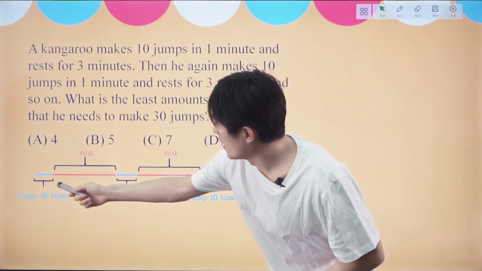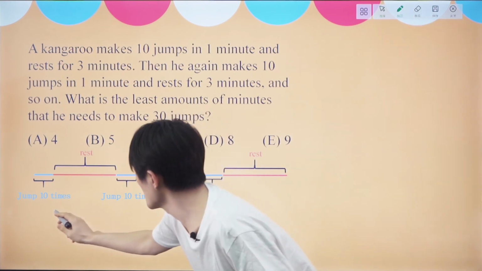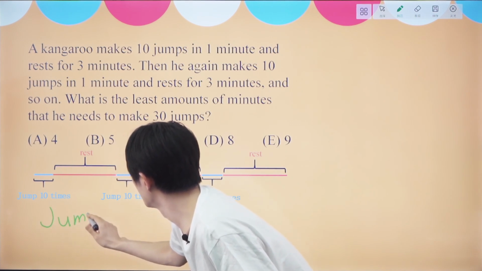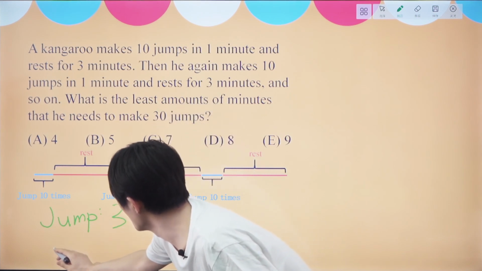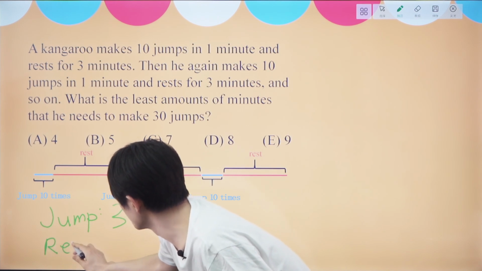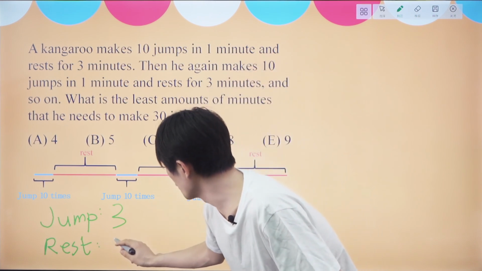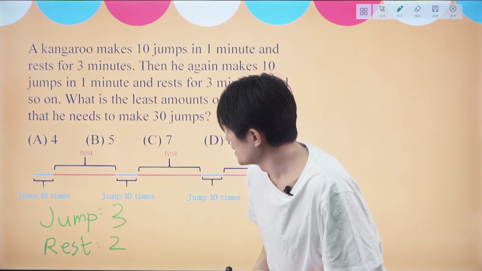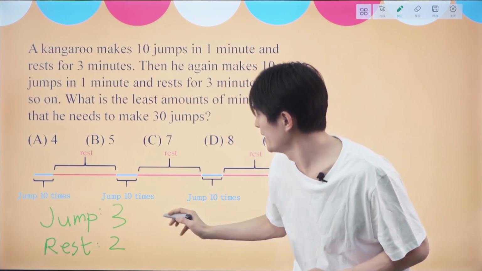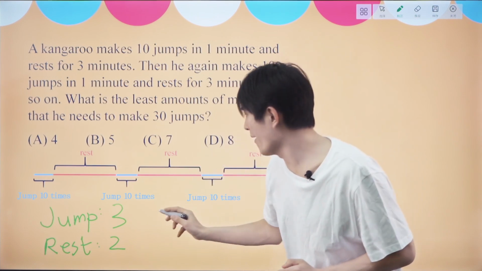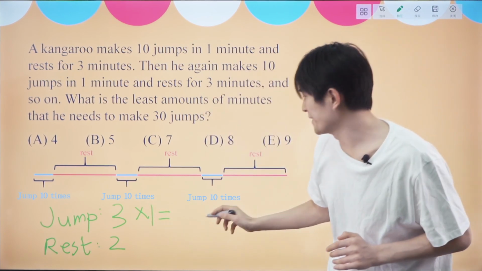So we have 1, 2, 3, and then we know jump, 3 and rest. This is the interval. 3 minus 1, we have 2. So each jump lasts 1 minute. How long will it take? So 3 times 1, we have 3 minutes.